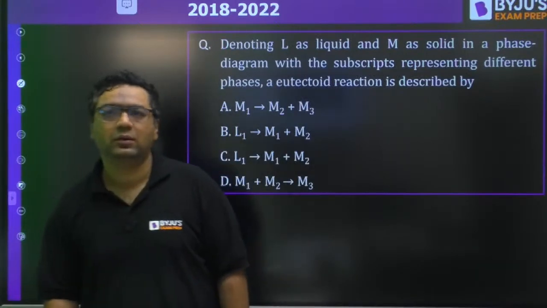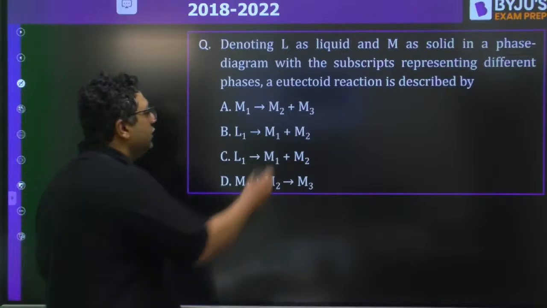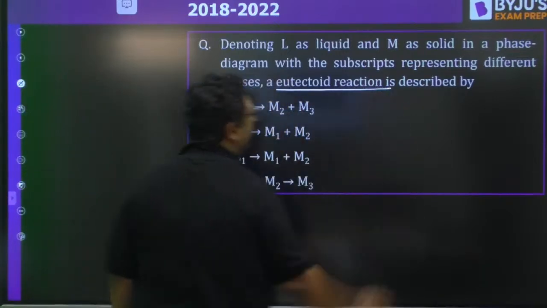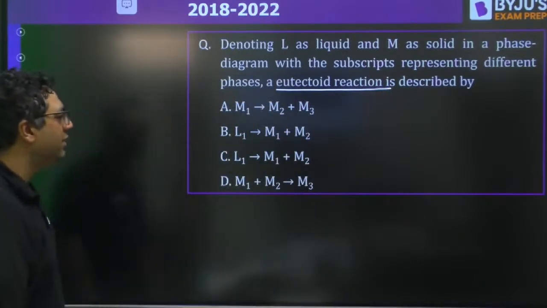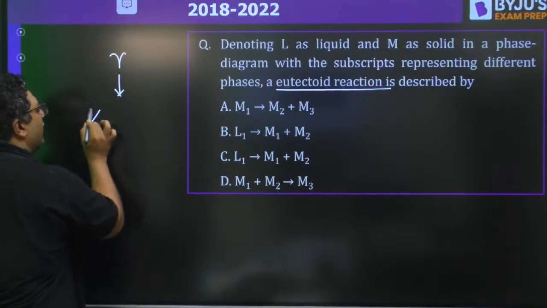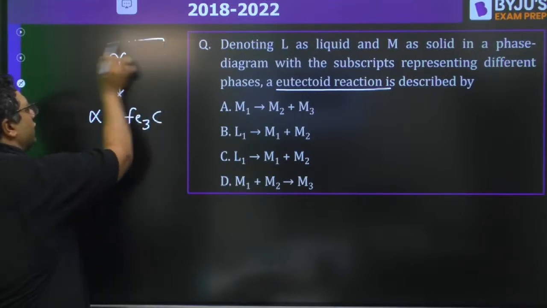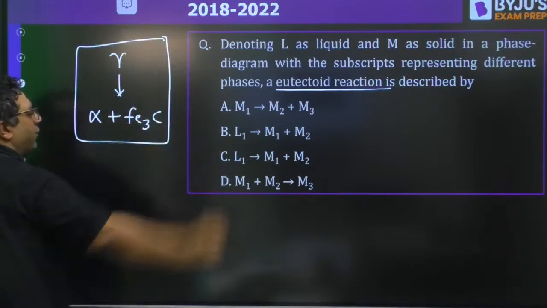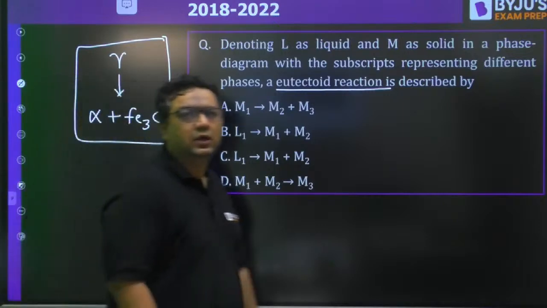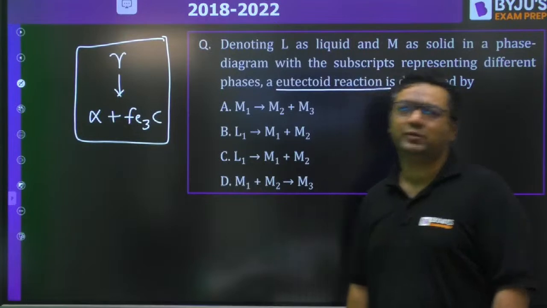Now the next question is from the iron carbon diagram. They are asking which reaction is the eutectoid reaction. If you remember, in the eutectoid reaction, gamma is converted into alpha plus cementite. This is the eutectoid reaction. Eutectoid composition is there for steel, and eutectic is for cast iron. So please tell me what is going to be the right answer.